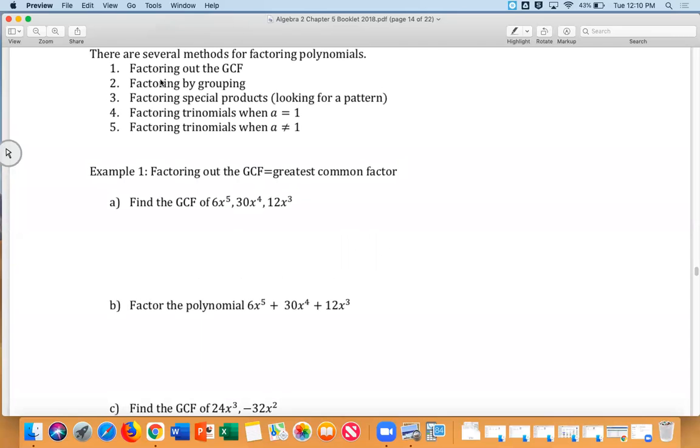Up here, there are several methods for factoring polynomials: factoring out the GCF, factoring by grouping, factoring special products, looking for factors, factoring trinomials when A equals 1, and factoring trinomials when A does not equal 1. This stuff back here is kind of where you just have to see it. Up here, like 2 and 3, there are patterns to it. But we're starting out today with GCF.